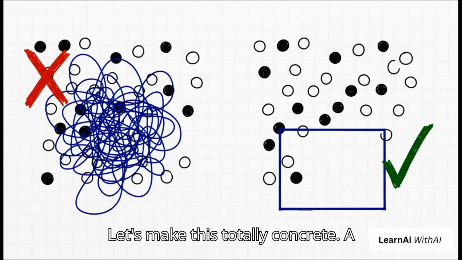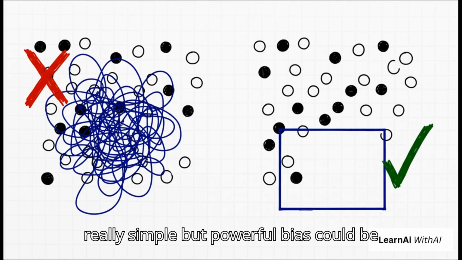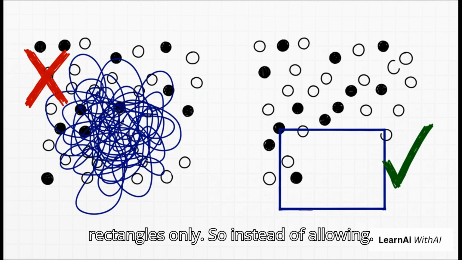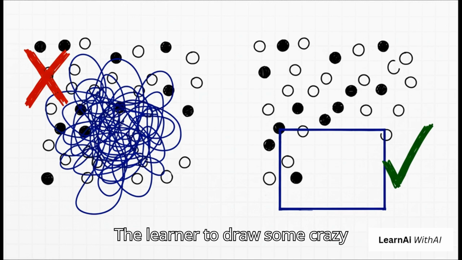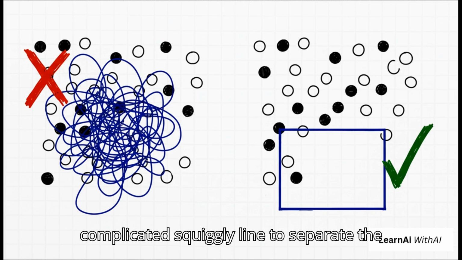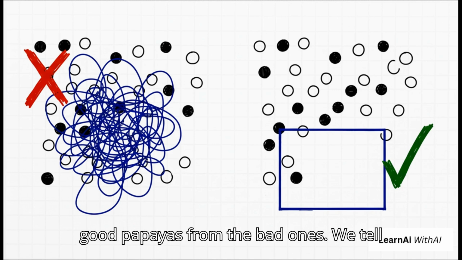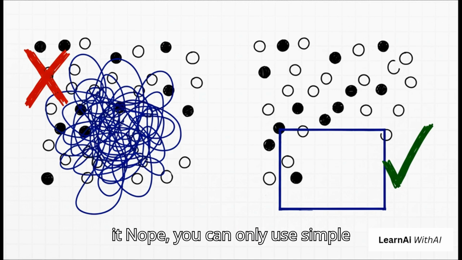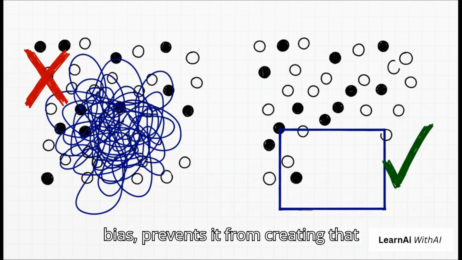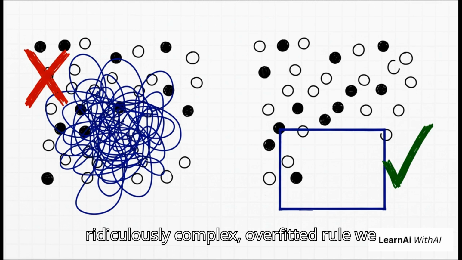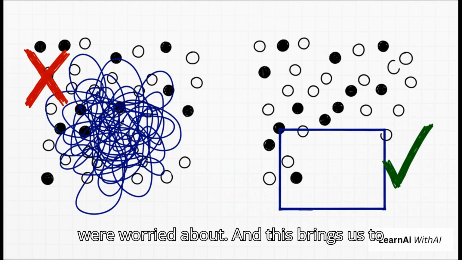Let's make this totally concrete. A really simple but powerful bias could be rectangles only. So instead of allowing our learner to draw some crazy, complicated, squiggly line to separate the good papayas from the bad ones, we tell it, nope, you can only use simple rectangles. This one assumption, this bias, prevents it from creating that ridiculously complex, overfitted rule we were worried about.